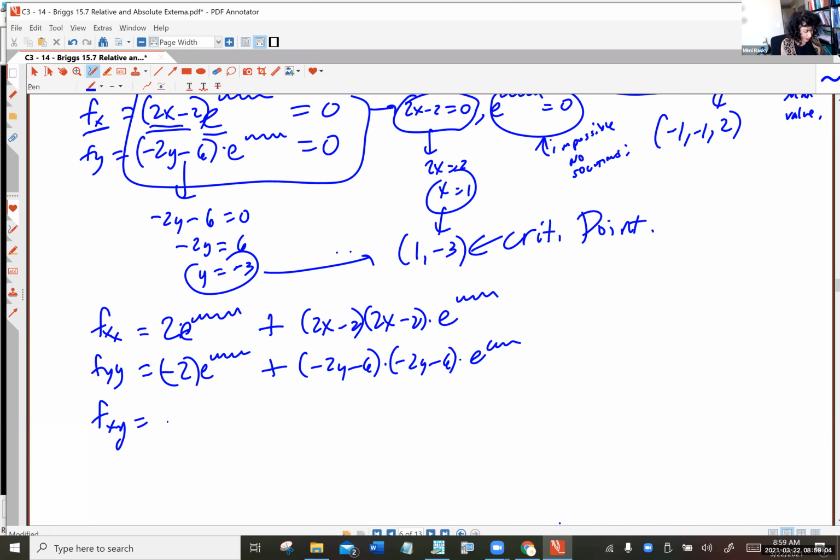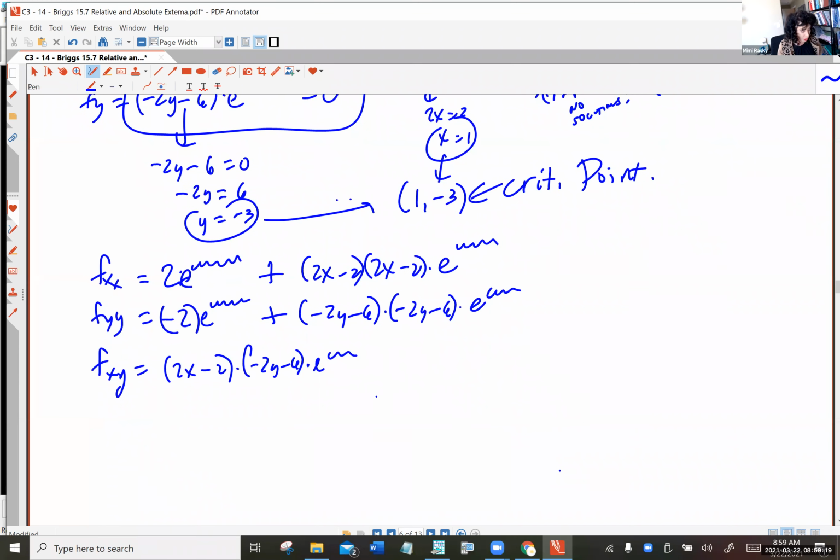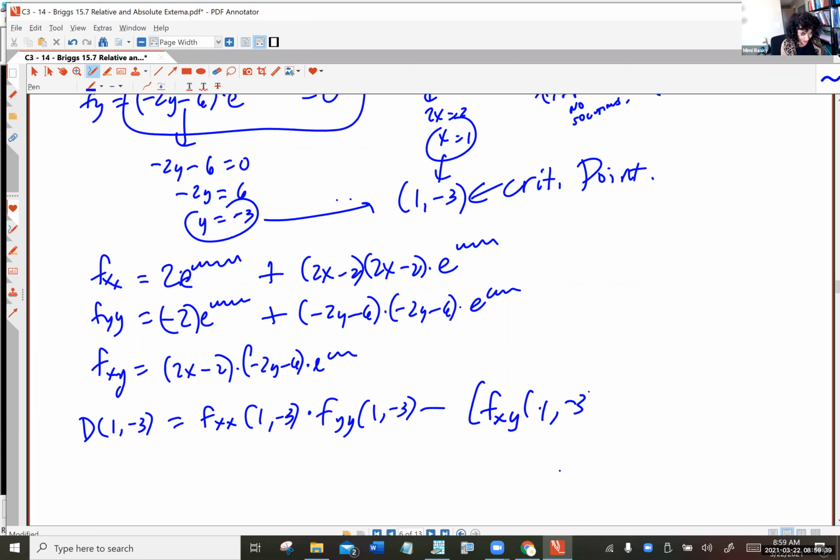You just go, okay, 2x minus 2, since I'm differentiating with respect to y, that looks like a constant multiple. And then take the derivative of e to the blah, blah, blah with respect to y, which we know is negative 2y minus 6 times e to the blah, blah, blah. Okay. Now, when I evaluate D at this critical point of (1, negative 3), I'm going to have to basically plug it into the fxx, multiply that by the fyy evaluated at that point, and then subtract the fxy evaluated at this point squared.